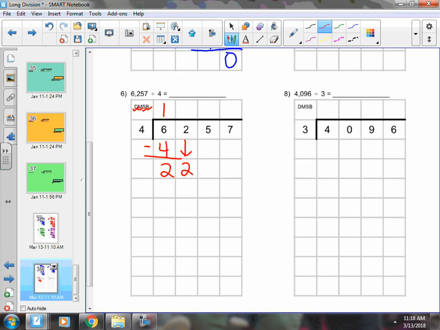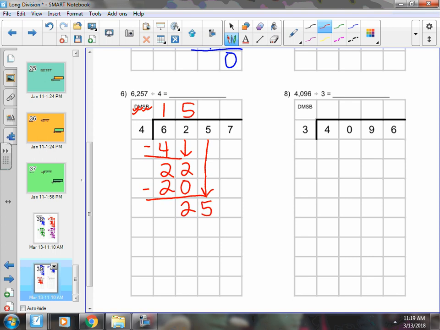Again, I'm thinking groups of 4. So we're dividing this 6,000 number into groups of 4, chunk by chunk. All right, so now we're looking at 22. How many groups of 4 can we make from 22? We can make 5 groups. 5 times 4 is 20. Subtract. Bring down.